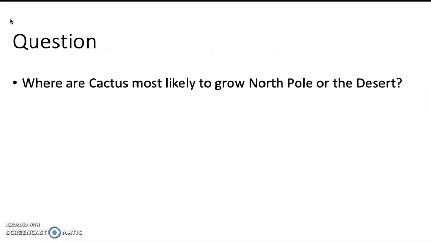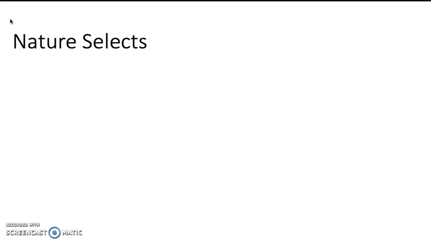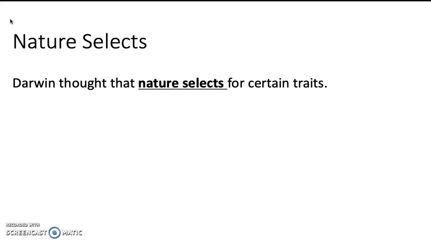Now, for example, where are cactus most likely to grow, the North Pole or the desert? Well, clearly not the North Pole, because they can't adapt to that area. Why do you choose your answer? Well, you know it's going to be the desert because it has favorable conditions. Cactus hold water. They'll turn into ice cubes in the North Pole. They're not going to last. So nature selects the environment. Darwin thought that nature selects for certain traits.